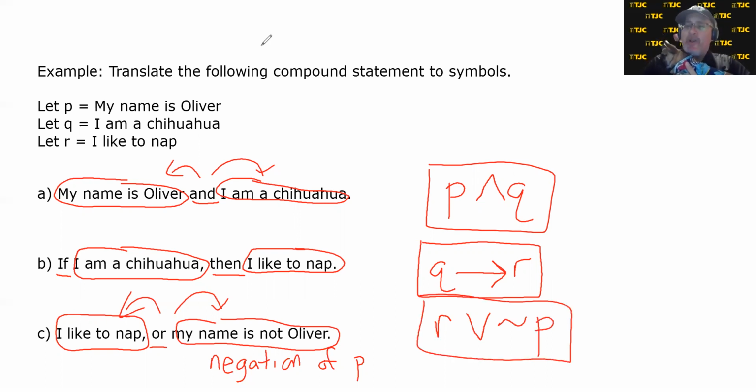And there are a variety of ways to read this. You could read it R or not P. You could read it R disjunction, negation P, R disjunction not P, R or negation P. I would probably just say R or not P. It's just better to say the shorter words, but just keep in mind that those symbols do have specific names, the V being a disjunction. All right, we're going to translate some more compound statements into symbols in the next video because I think Oliver wants to go outside.